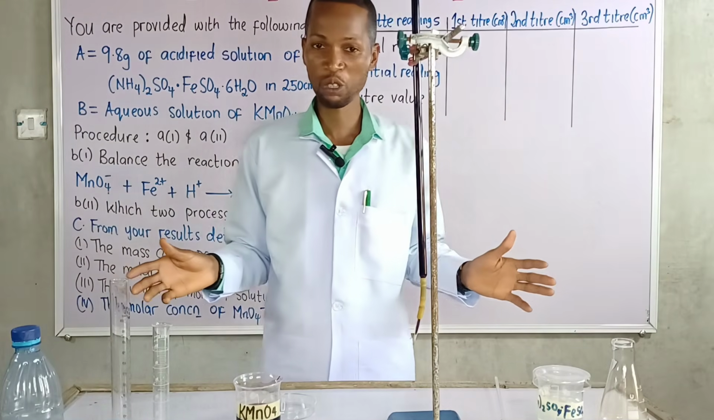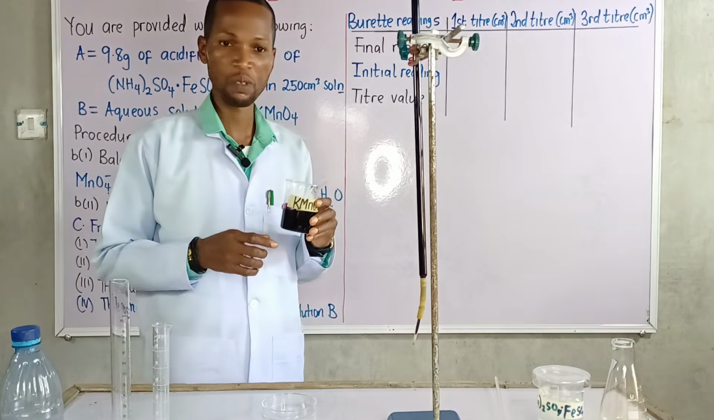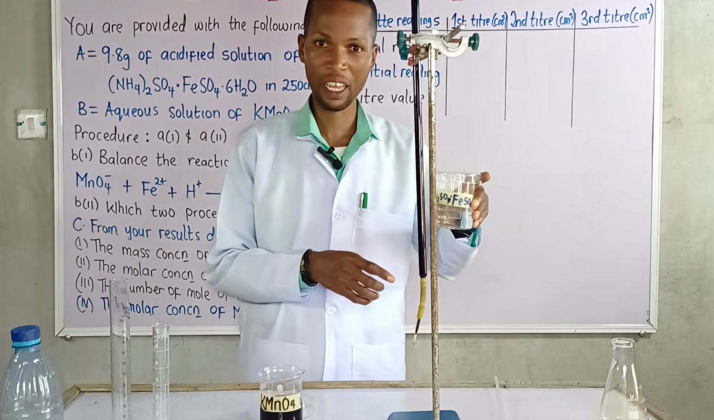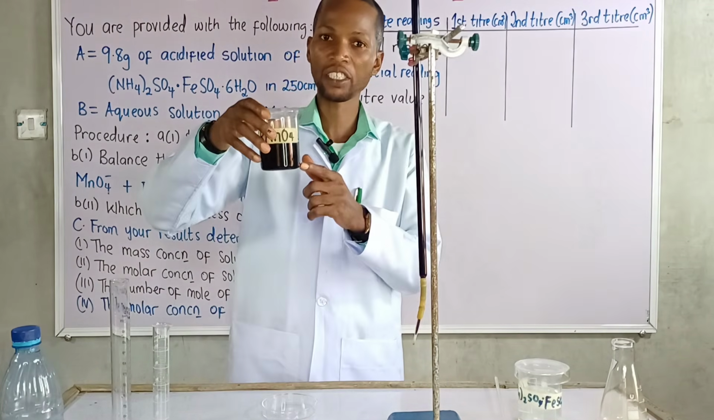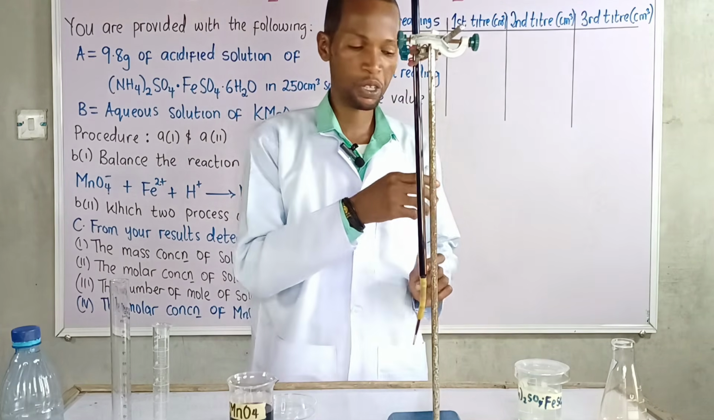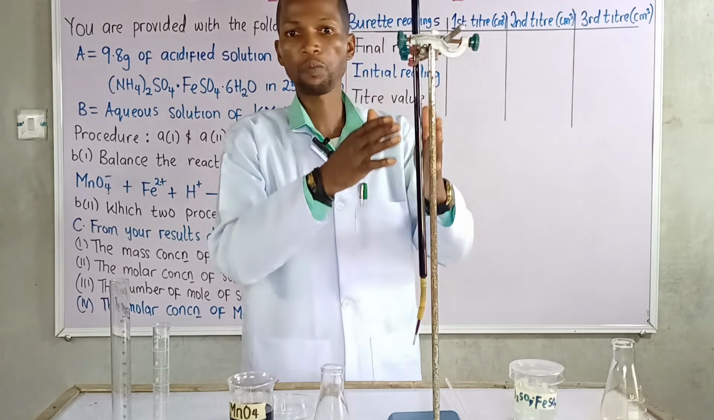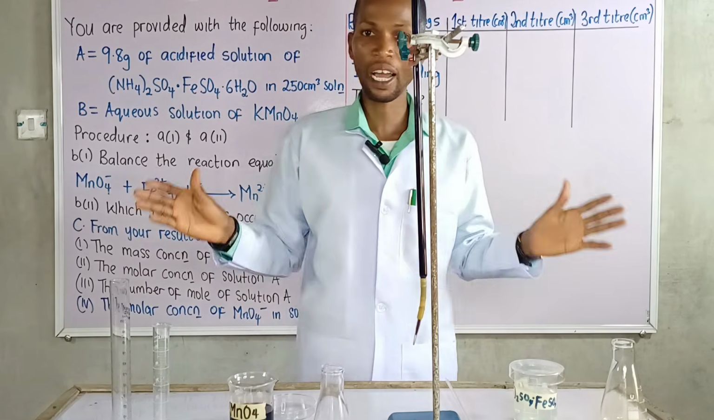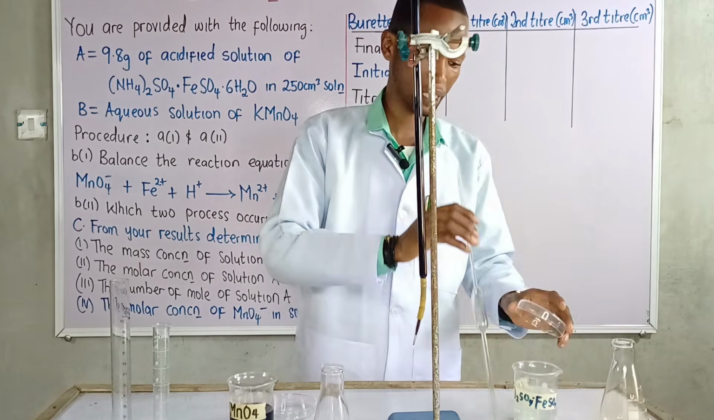Let's identify the solutions given. We have the potassium permanganate, which is solution B, and we have the ammonium iron(II) sulfate, which is solution A. From the titration procedure, we are expected to introduce the potassium permanganate into the burette, and we have to pipette 25 cm³ of acidified ammonium iron(II) sulfate. I've introduced the potassium permanganate into the burette, so the next thing is to pipette the acidified ammonium iron(II) sulfate. Okay, so I'm going to pipette that now.